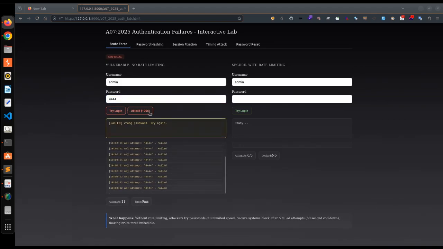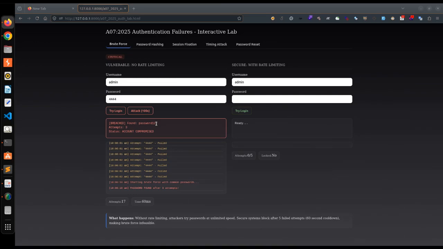You see, notice how it keeps accepting attempts, zero resistance. Now watch what happens when I run the common password attack. Done in like 2 seconds. Password found, account completely compromised, no friction at all.